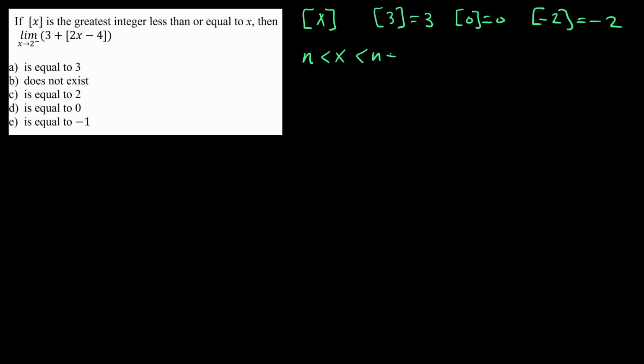Now, if x is not an integer, which means that x lies between an integer and the next one, then the greatest integer of that is going to be the very first integer to the left of x, which is in this case n.